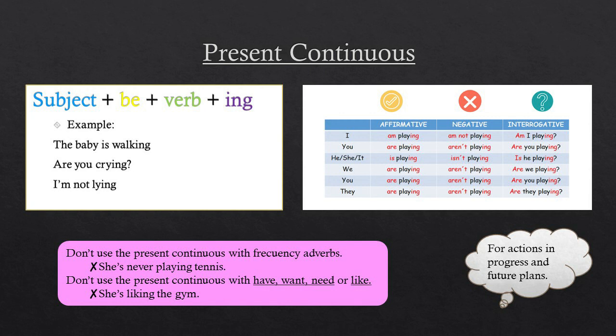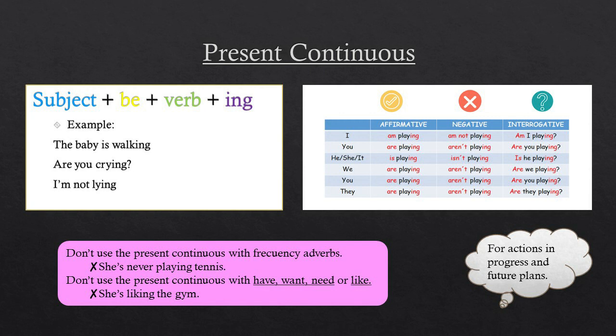So the present continuous is with the verb with the ing, right? In this case, walking. Are you crying? I'm not lying, right? So here we have an example for affirmative, negative, and interrogative, right? So remember the pronouns that we have are I, you, he, she, it, we, you, and they, right? So we use am for I, are for you, we, and they, and is for he, she, and it, right? So for example, here for affirmative, we have I am playing, you are playing, she is playing, we are playing, and they are playing, right?